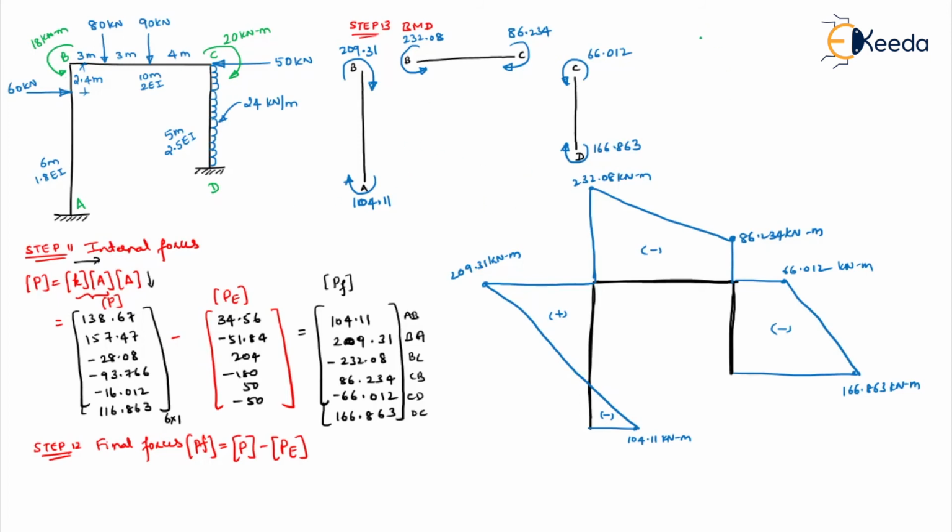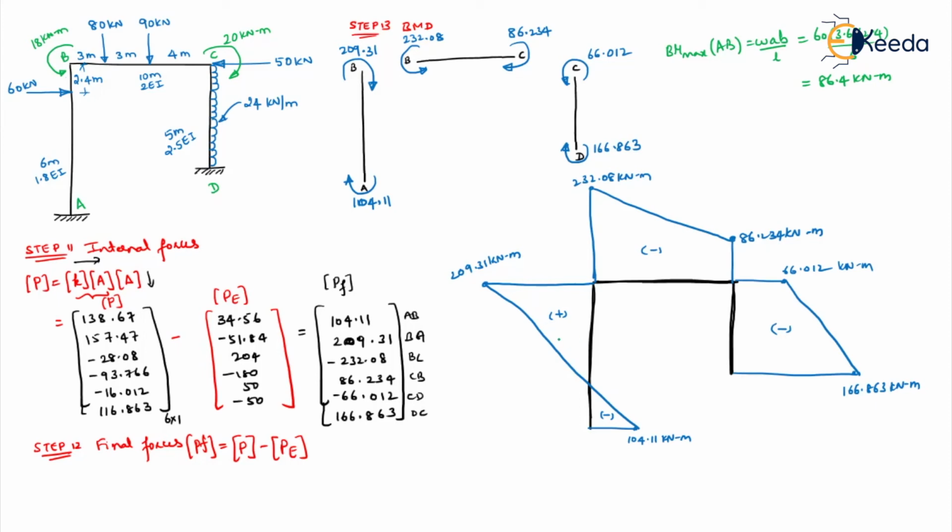So what will be the BM max for the span AB? It will be WAB by L. That's nothing but 60 into 3.6 into 2.4 by 6, which will be equal to 86.4 kilonewton meter.